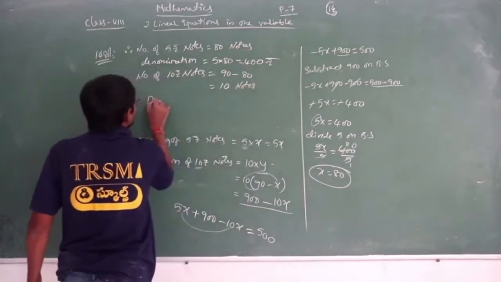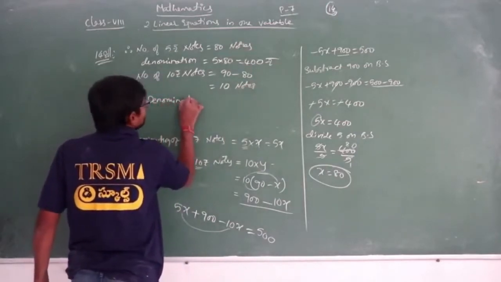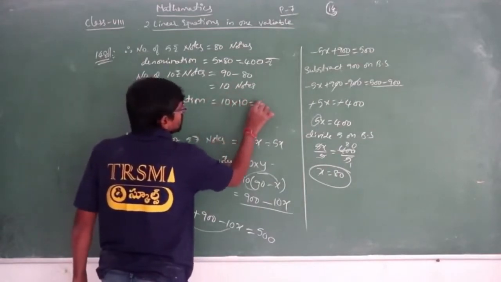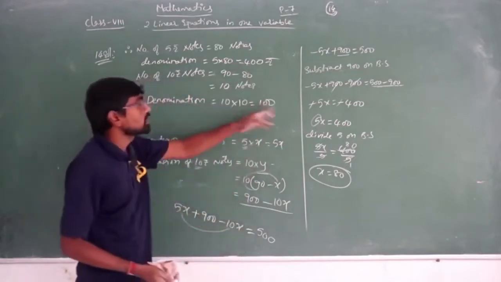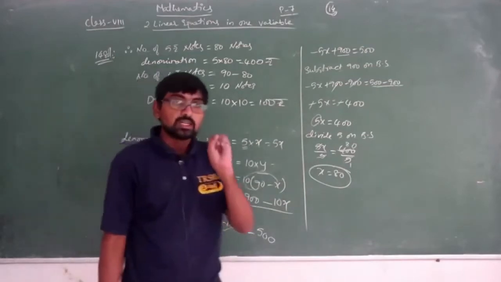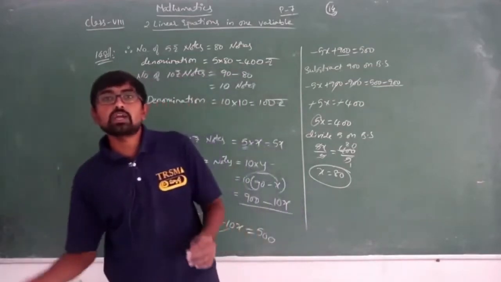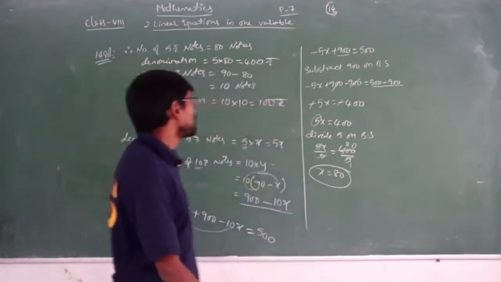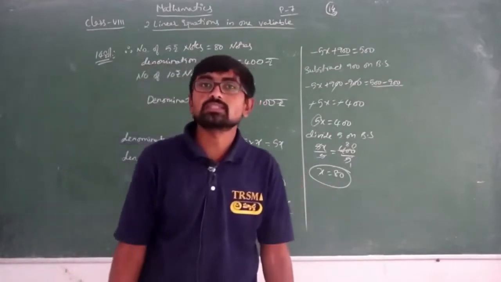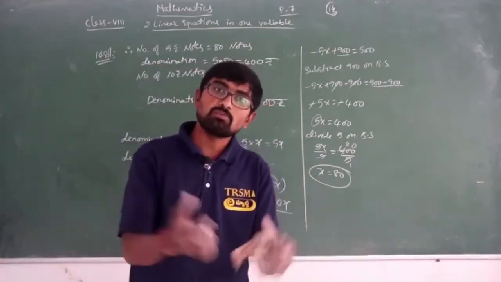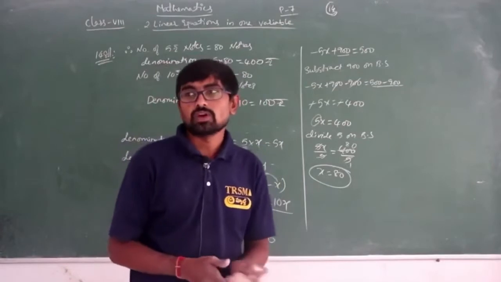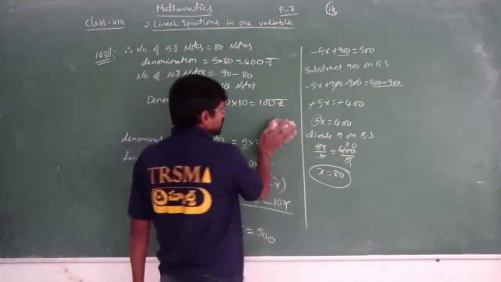What is the denomination? Denomination is equal to 10 rupees into 10 notes is equal to 100. If you add both the values, again you will be having 500 rupees. Hope you all understood, isn't it? So if we have 5 rupees notes and 10 rupees notes, then totally we have the total amount as 500. And if I add both the numbers of notes, I will be getting 90 notes. So this is how you will find the number of notes and the denomination of the given note.